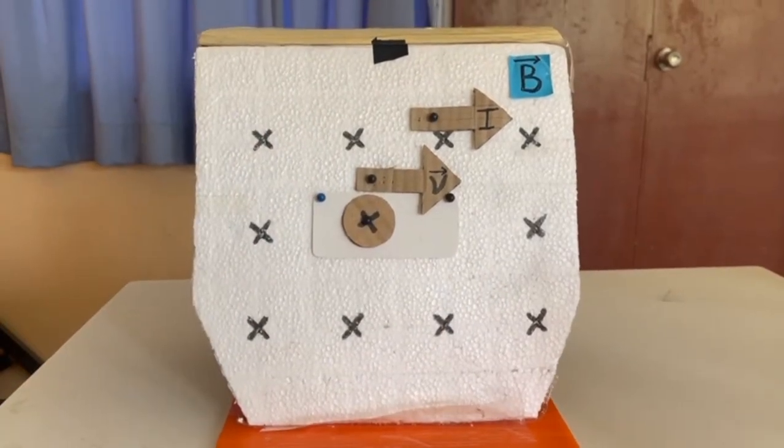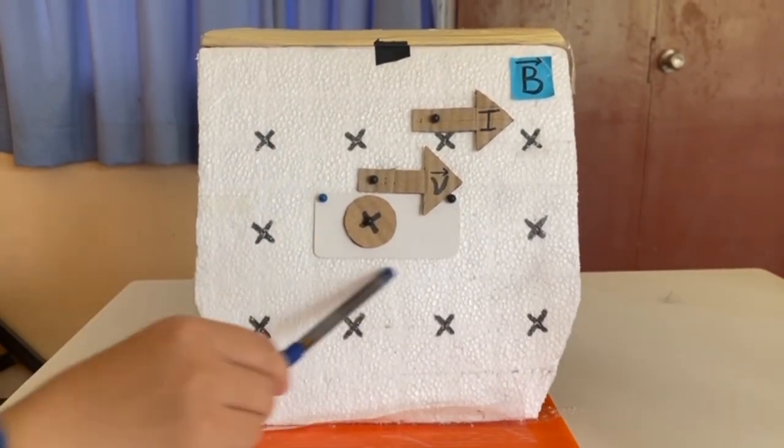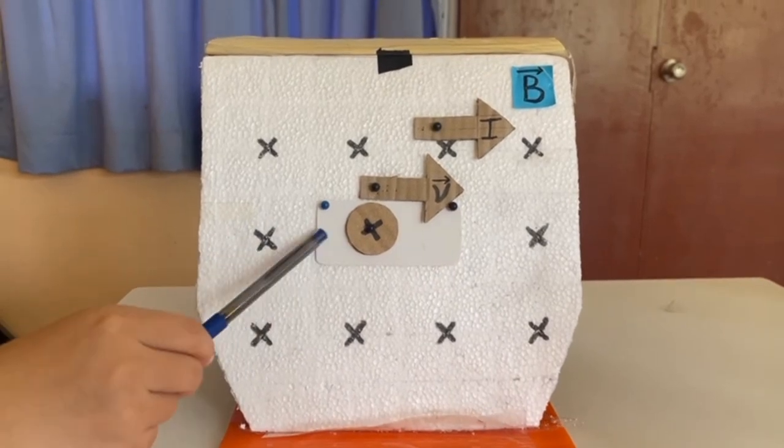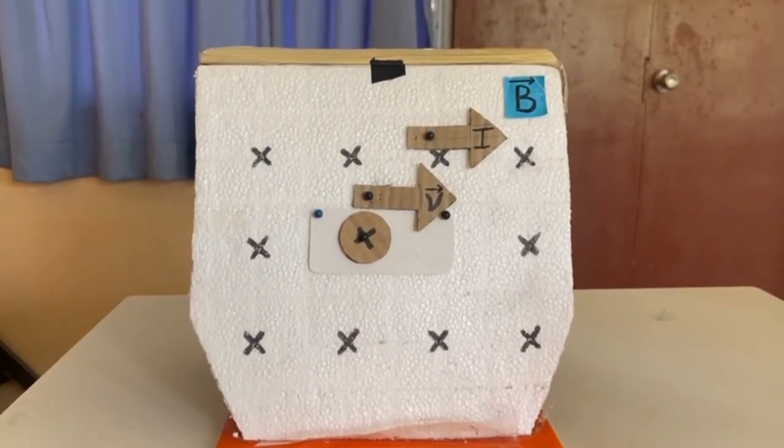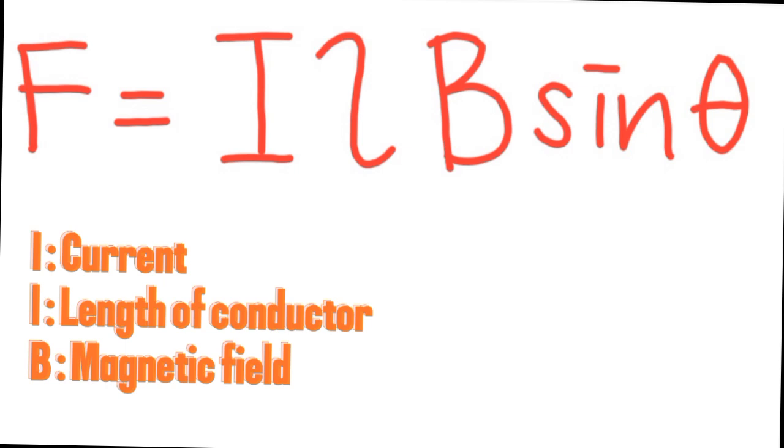Lastly, we can determine the magnetic force acting on the current carrying conductor by summing up the magnetic forces experienced by the charges moving inside the current carrying conductor. Therefore, we can find the magnitude of the force acting on the current carrying conductor by using this equation, where sine theta is the angle between the direction of current and magnetic field.